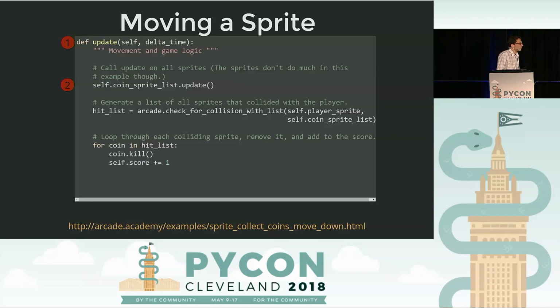And the sprites still won't move, though, because I need to go back to the update function in the window, and in the update function of the window, I need to add part 2 here. I need to call update on all the coins. So I call update on all the coins. Now the coin update methods will run. The coins will move down, and I've got moving coins. Okay, that's a dead simple example.